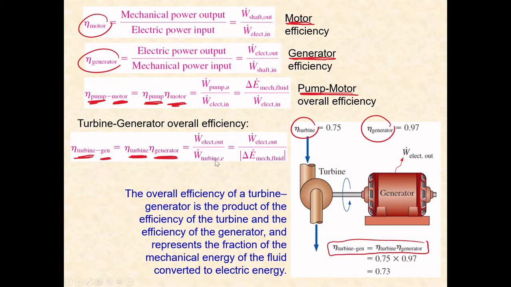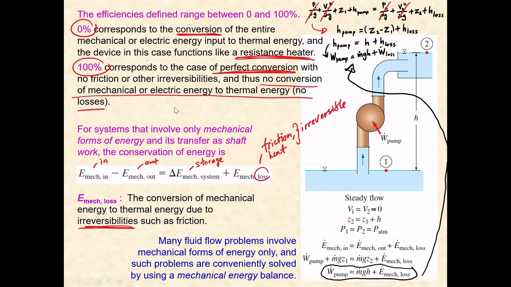So just multiply it. You extract the energy from the mechanical fluid, and then you convert it to electrical output. All right. So that's how it works. Okay. So the overall efficiency of a turbine generator is the product of the efficiency of the turbine and the efficiency of the generator, and represents the fraction of the mechanical energy of the fluid converted to electrical energy. All right, so this slide is talking about efficiency.